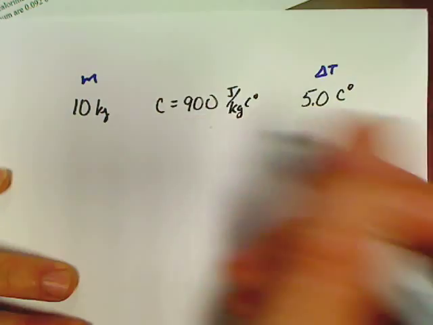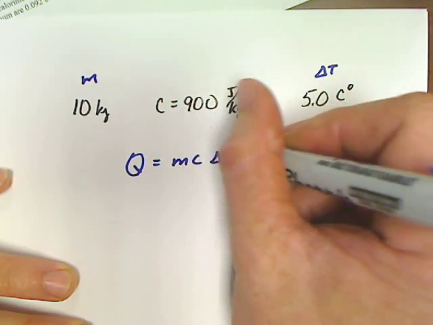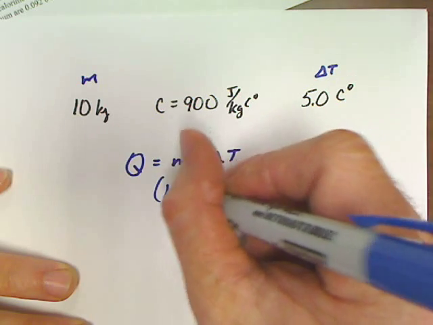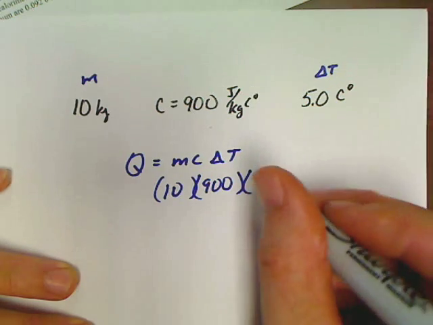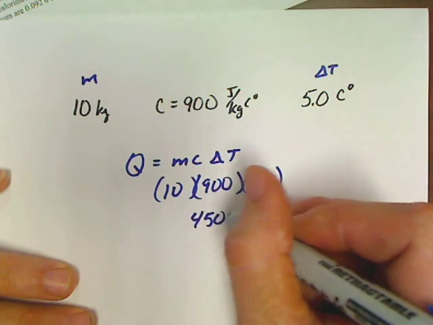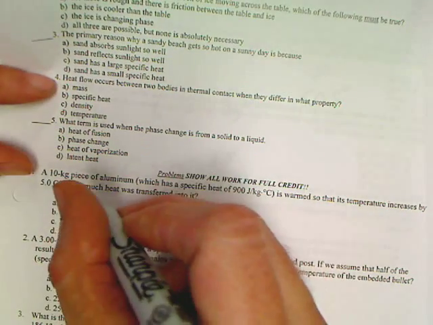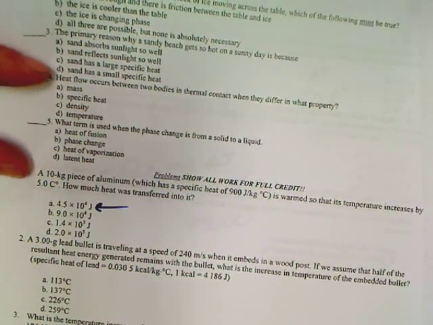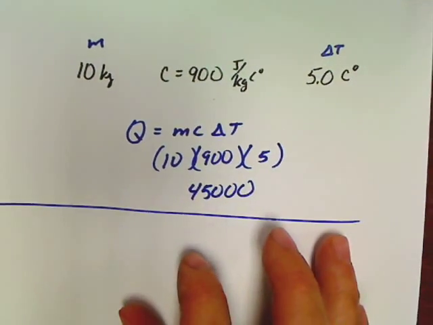There's your C. Here's your mass. And all it asks you to do is find the heat. So Q equals MC delta T, and you should have had 10 times 900 times 5, which will be 4500. Add another 0 on there, and we're in joules, so it should have been answer A to this very first question. Well, that was good. Let's see if all the rest of them are that easy.